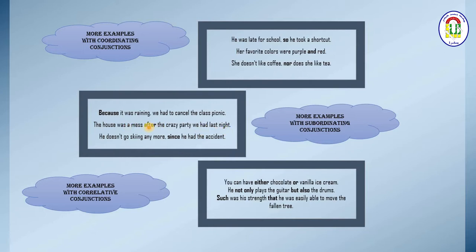Okay? The house was a mess after the crazy party we had last night. So after, here, it links between the main clause and the subordinating clause. This is the main clause, this is the subordinating clause. The subordinating clause is normally the clause that comes after the subordinating conjunction directly. After the subordinating conjunction, all of it is a subordinating clause till the end of the sentence or the clause.